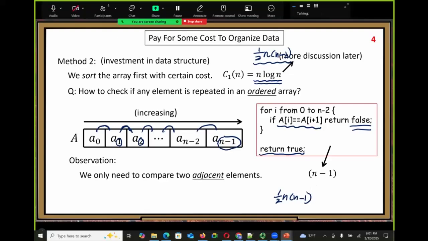This step, you have a big improvement. But remember, you need to consider the first step. First step, you have n log n. You need to combine the cost from both steps as the total cost of your method number 2.